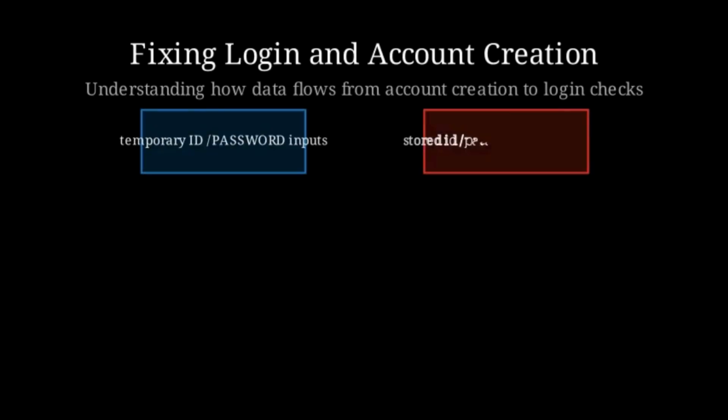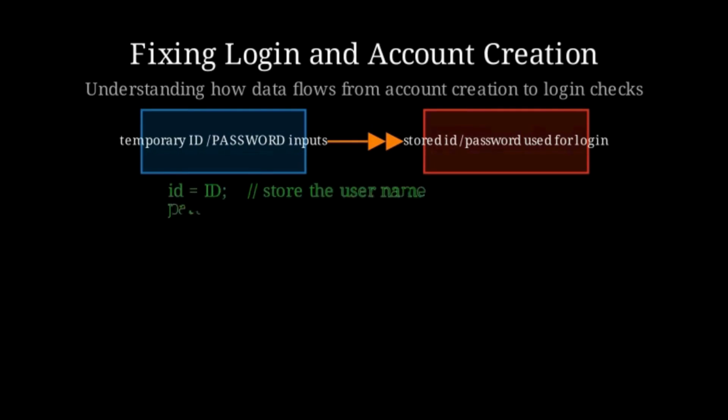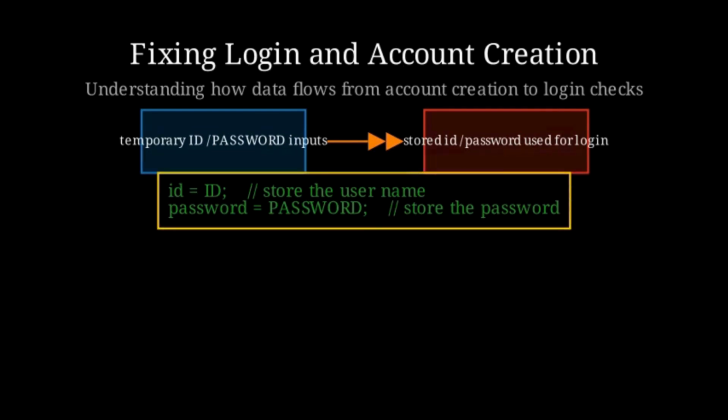In the account creation process, you read the new user ID and password into temporary variables. However, the stored credentials that login checks against are kept in ID and password. If you never copy the temporary values into the stored variables, ID and password remain the default question marks, so login can never succeed. When you create a new account, you must explicitly assign those temporary inputs to the class storage variables. So after reading ID and password, write ID equals ID and password equals password. Now the login routine will see the new credentials stored and can authenticate.